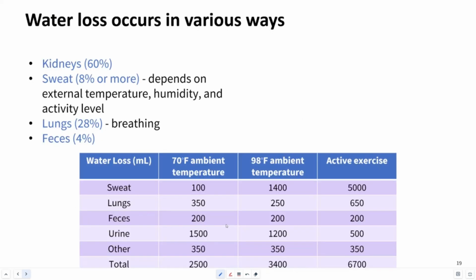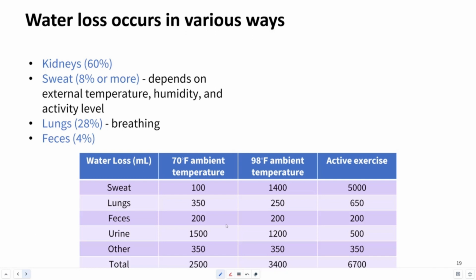Fluid output constitutes loss of water from the body due to breathing, sweating, cutaneous transpiration, defecation, and urination. The amount of water loss depends on your physical activity. We have sensible water loss, which is measured and calculated based on the urine and feces, whereas insensible water loss is not able to be measured. This includes the sweat, the air, and the loss through cutaneous transpiration. The kidneys account for about 60% of water loss, sweat about 8%, lungs about 28%, and feces about 4%. You can see in this chart the changes to the body's loss percentage based on activity, exercise, and temperature.